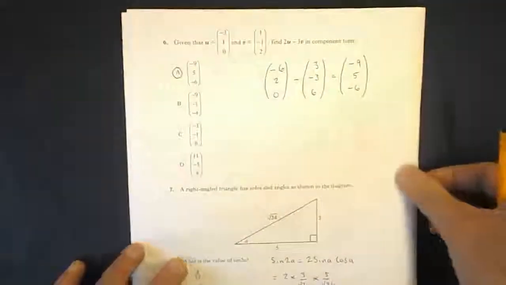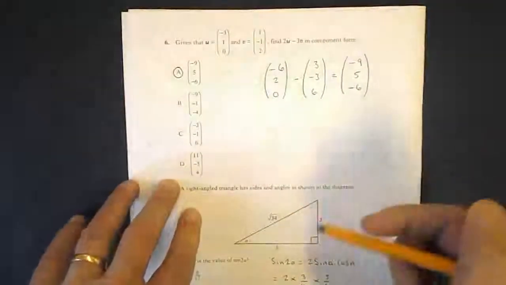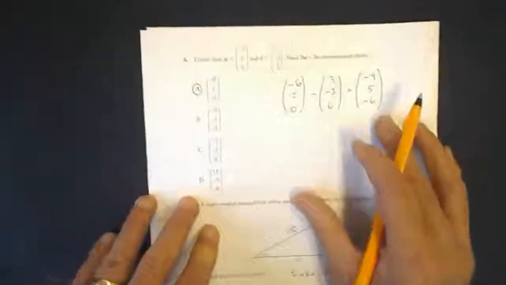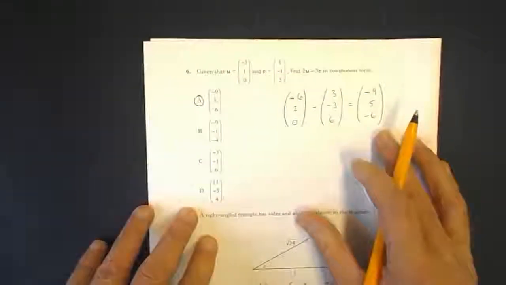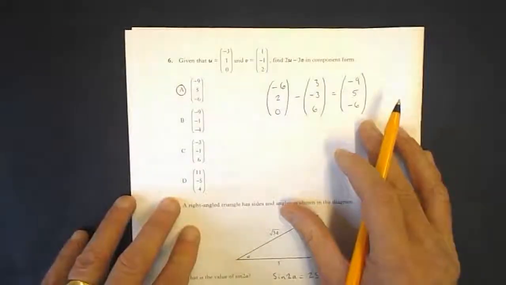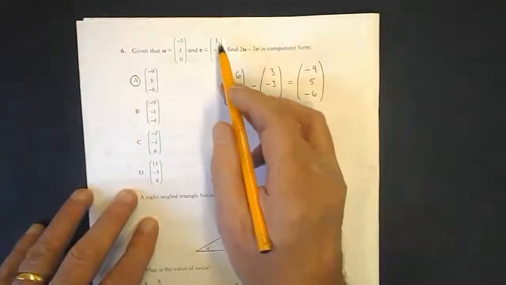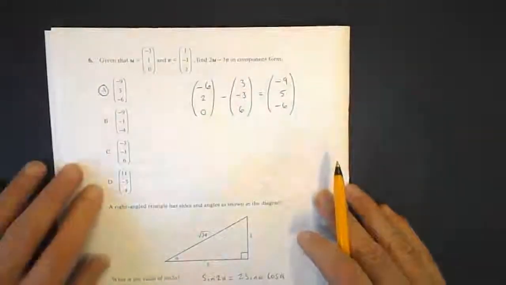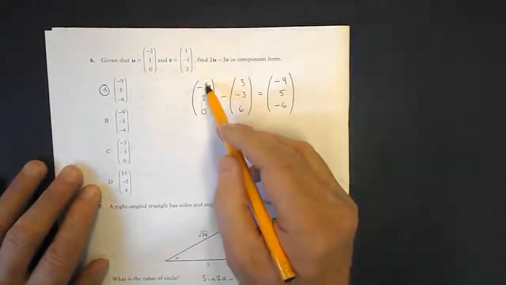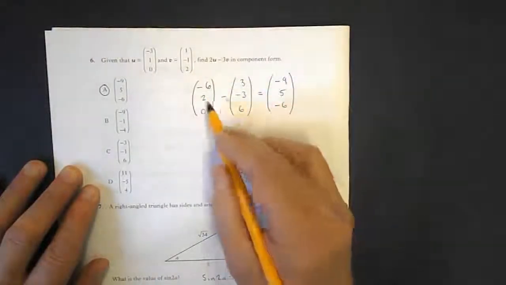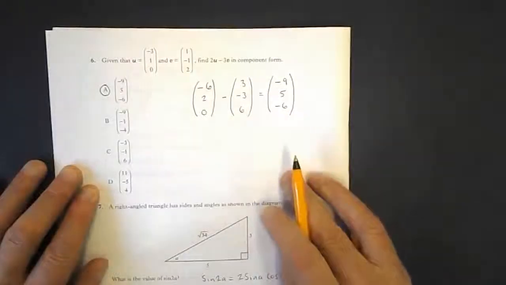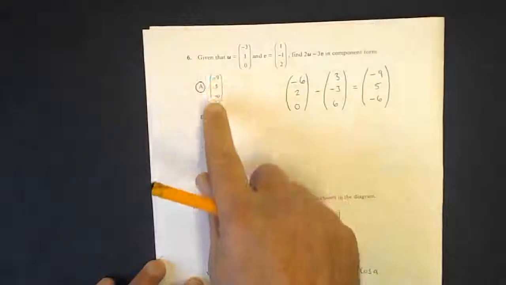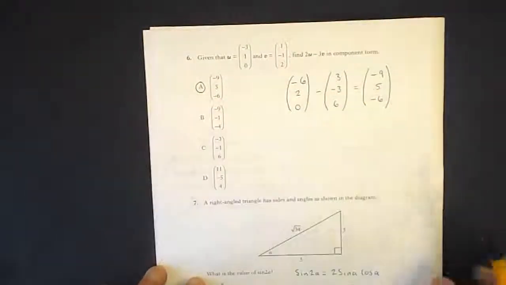Okay, question 6 is quite an easy one, to be honest. Find the value of 2u take 3v in component form. Now u is (-3, 1, 0), double that, you get (-6, 2, 0). Take 3v, v is (1, -1, -2), treble that, (3, -3, -6). So, a little bit of arithmetic here. Minus 6 take 3 is minus 9, 2 take minus 3, obviously add there, gives you 5, nothing take minus 6 is 6. So it's (-9, 5, 6), choice A.